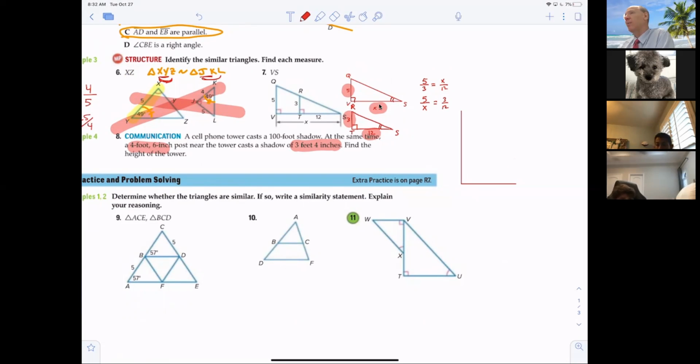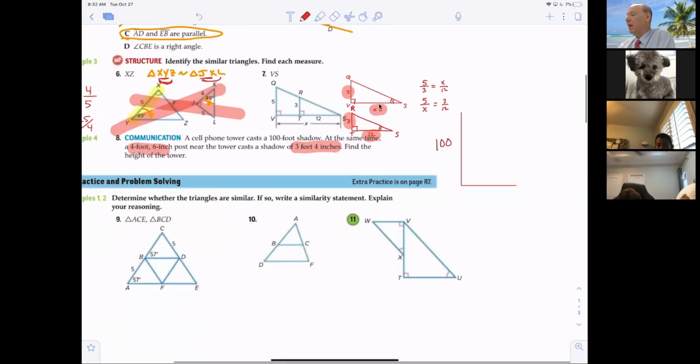I don't know why I have to say that, but sometimes kids are like, why did you put it there? All right. Here is the height, which is 100. And then there's a what? It says a cell phone tower casts a 100-foot shadow at the same time a 4-foot 6-inch post casts a 3-foot 4-inch shadow. So this is the person's height. This is the shadow. So if you're 4 feet 6 inches, you are what? Yeah, you're short. 4.5 feet.